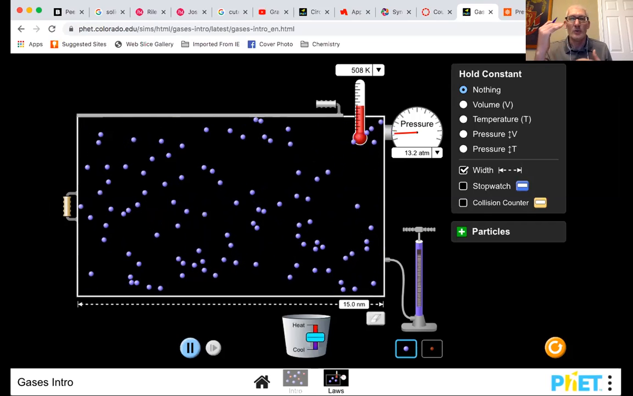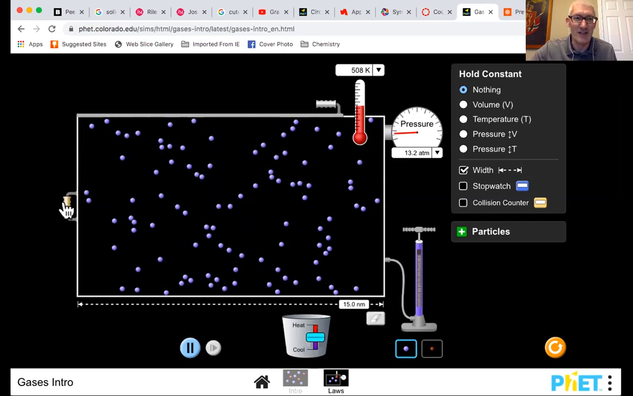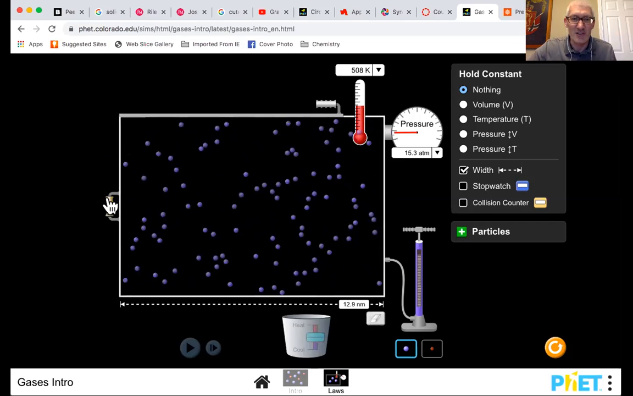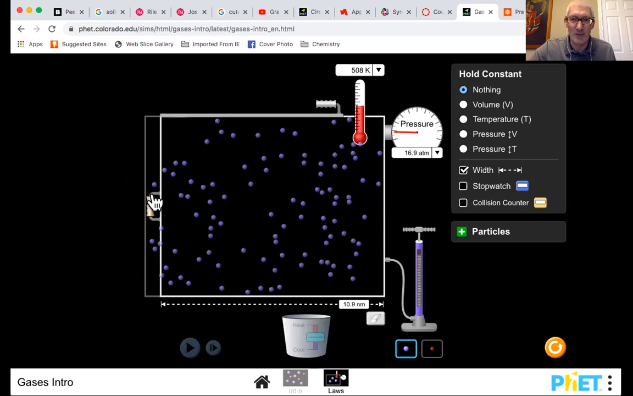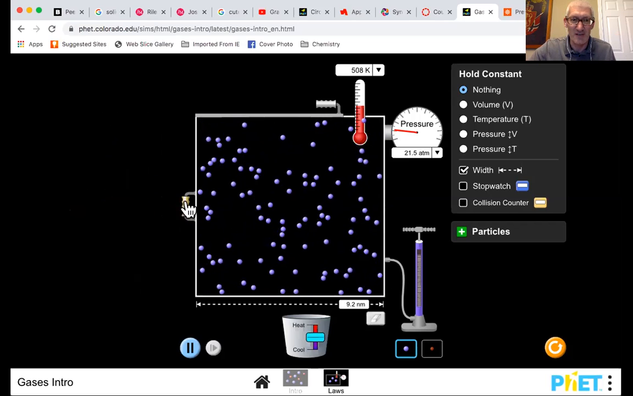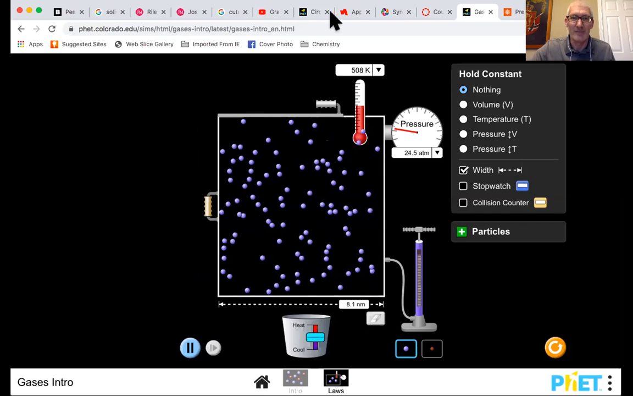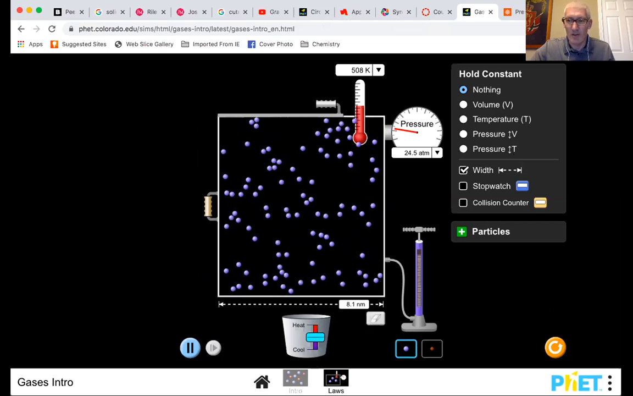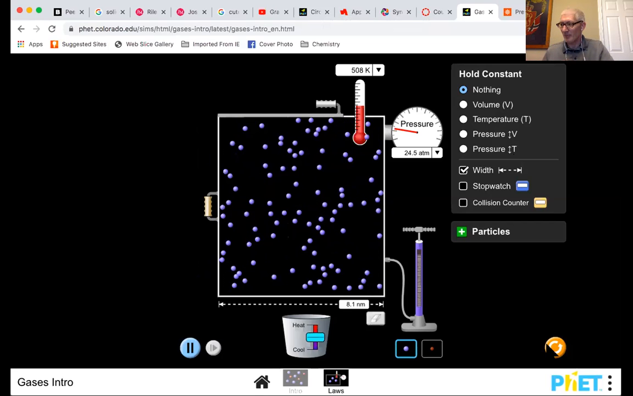And so we see this relationship, right? Right now it's at 13.2. Now it's at 13.9. So as I squeeze those particles a little bit closer together, the volume is going down, but the pressure is definitely going up. All right. So let me jump back over here to where I was with my piece of paper.